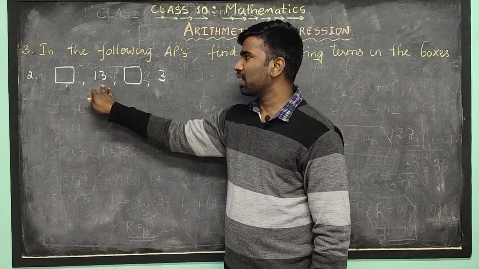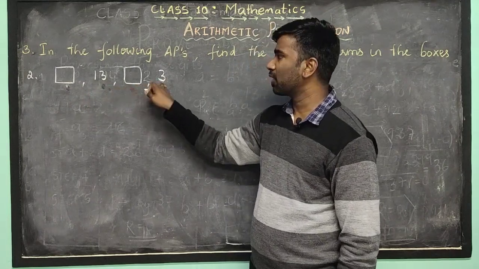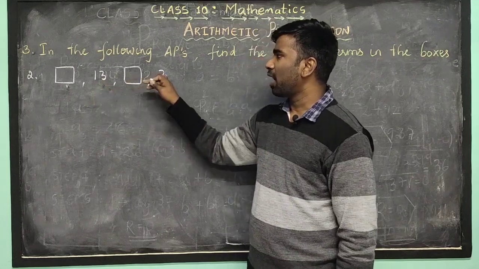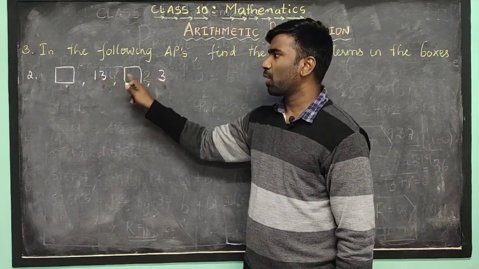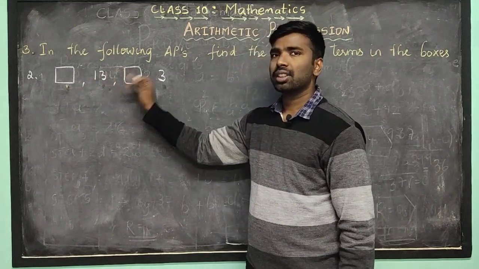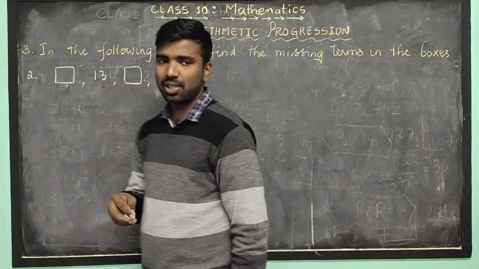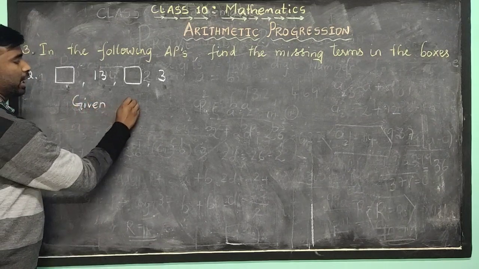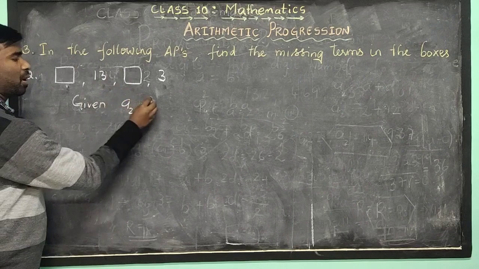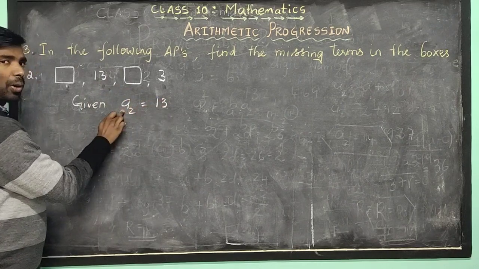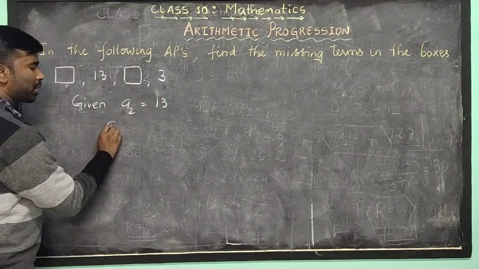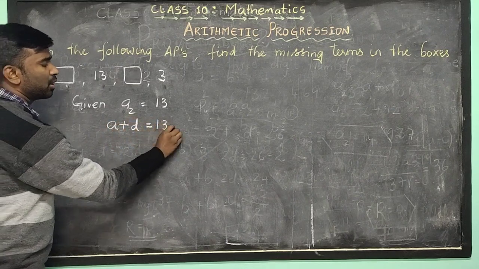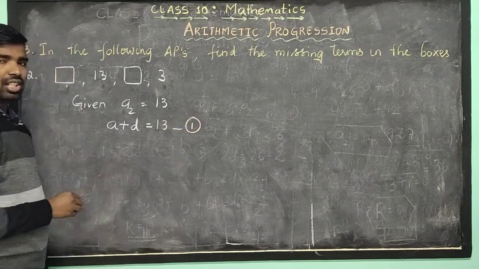Students, now the first term is missing. The second term they have given us is 13. Also the third term is missing. And the fourth term is 3. Now using the second term and fourth term, we should find out the first and third term. Now the given data is A2, the second term, as 13. Now I can express A2 by using the general form. A2 is A plus D, which is equal to 13. I'll consider this as equation 1.